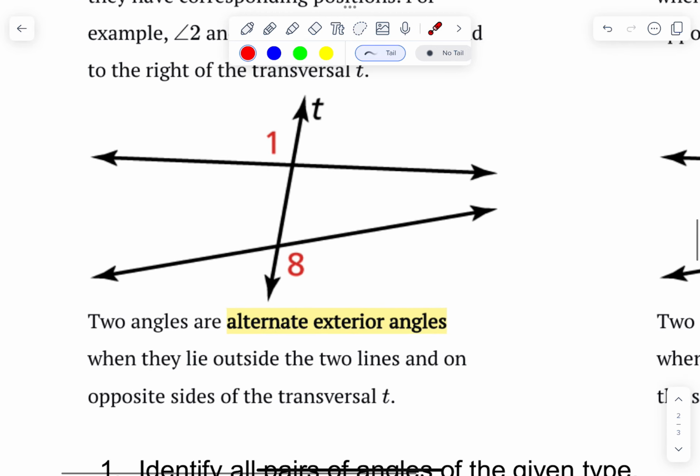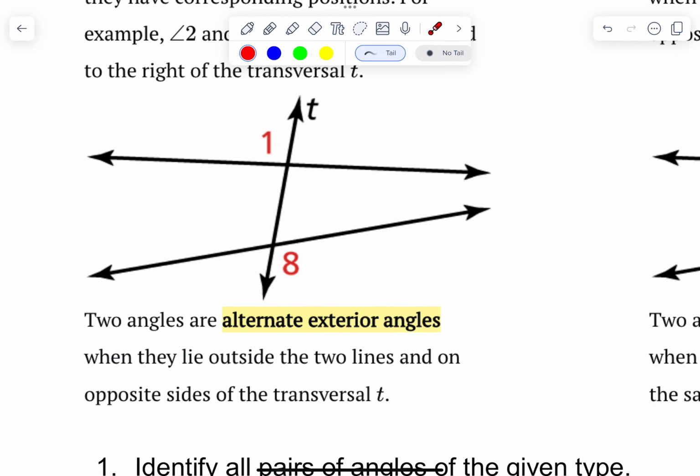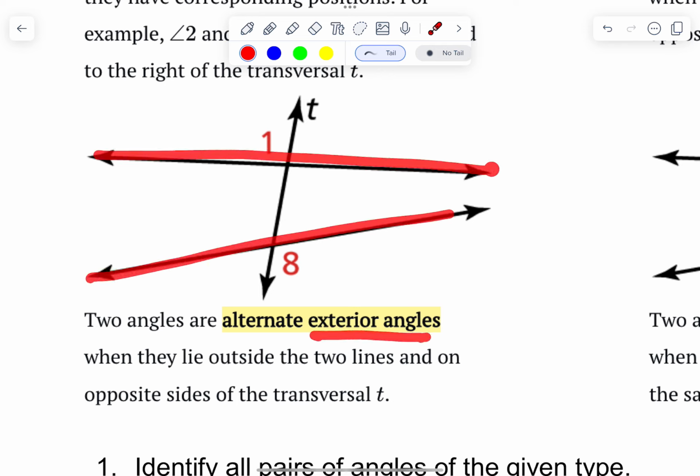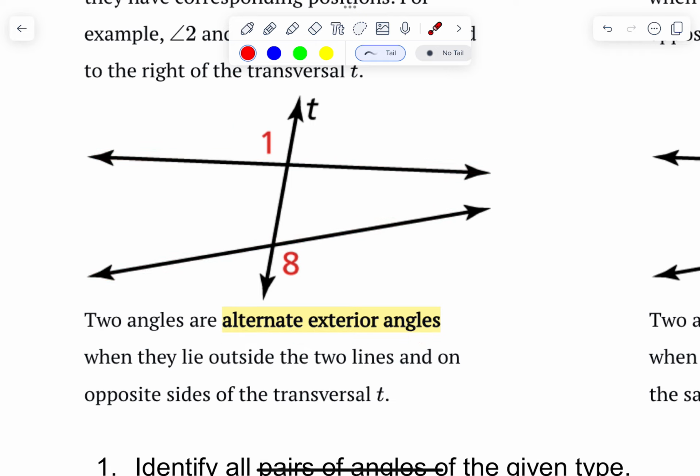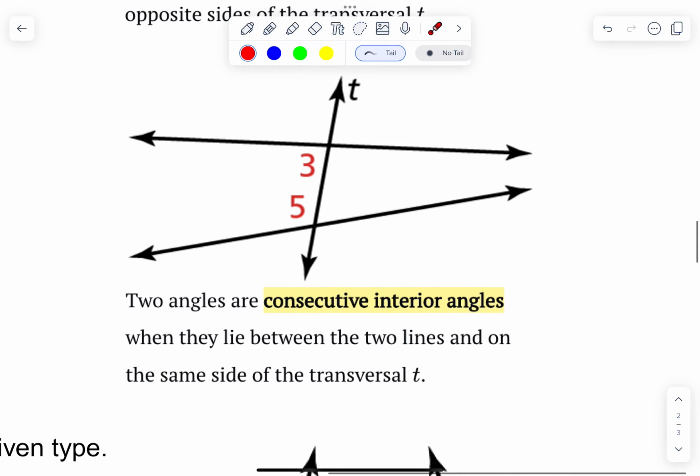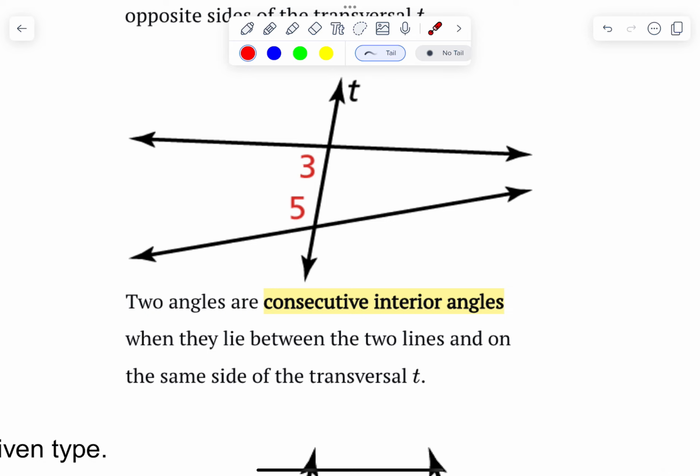Similarly, we have alternate exterior angles. So as you might imagine, exterior refers to outside of our 2 lines. So the 1 and the 8 are outside, and the alternate refers to opposite sides of the transversal. So alternate exterior are opposite sides of the transversal outside of our pair. And then finally, consecutive interior. So again, interior, inside the 2 lines, consecutive, right next to each other. Okay, some people call this same side interior. Our book uses consecutive interior.